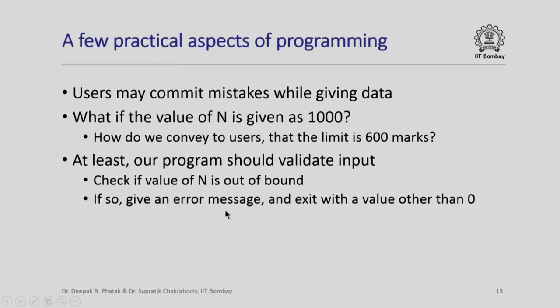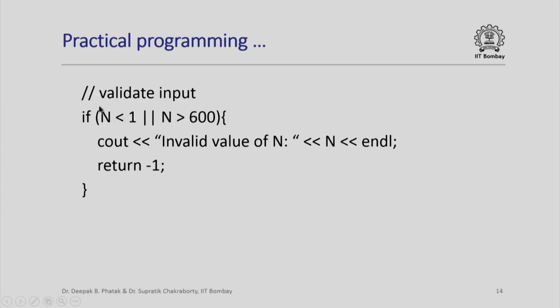How do we exit the program? We normally say return 0. This time we will say return with some value other than 0, so that the operating system is conveyed the fact that the program did not work properly. So this is the code for validating input. After reading n, if n is less than 1 or if n is greater than 600, I output a string, invalid value of n, print the value of n, and return -1. If I include this in my program at the beginning, the program will run properly even for an invalid value of n.